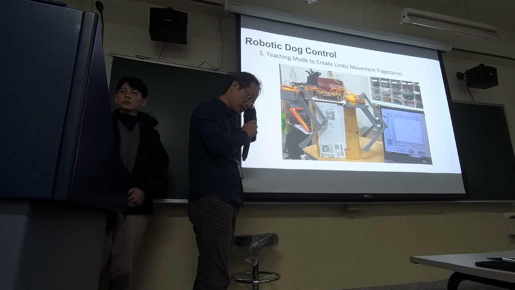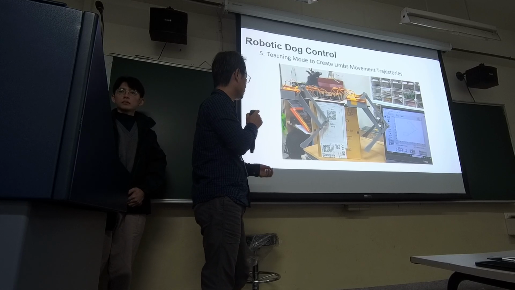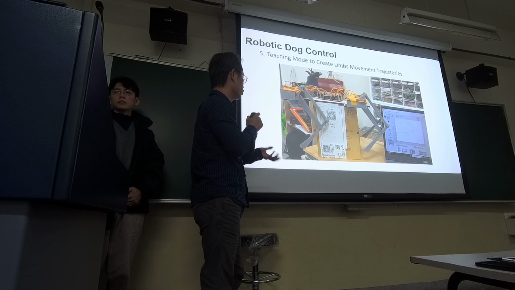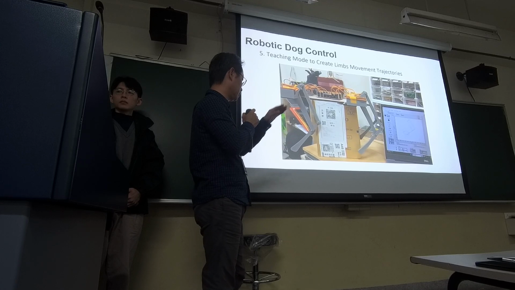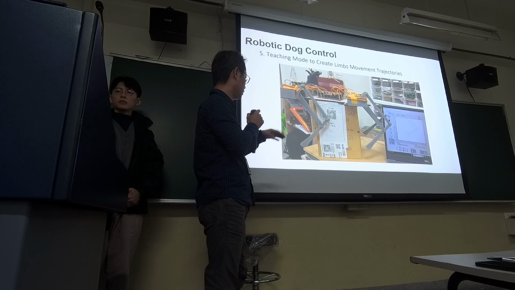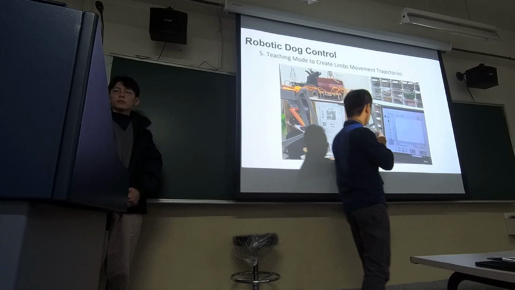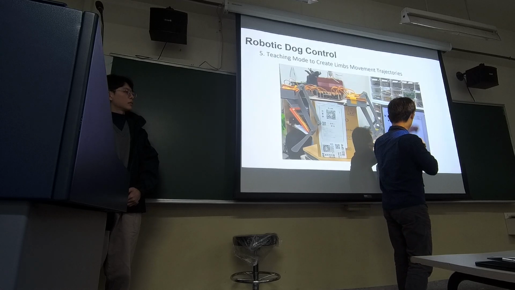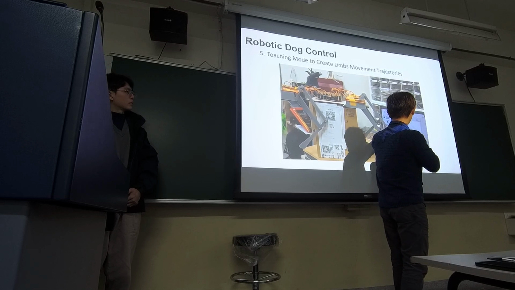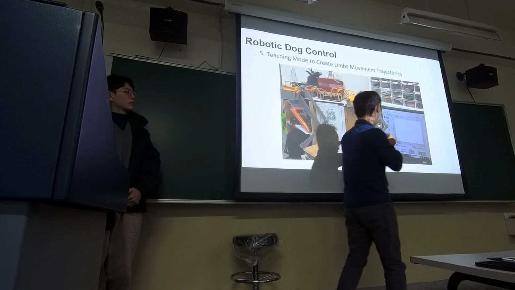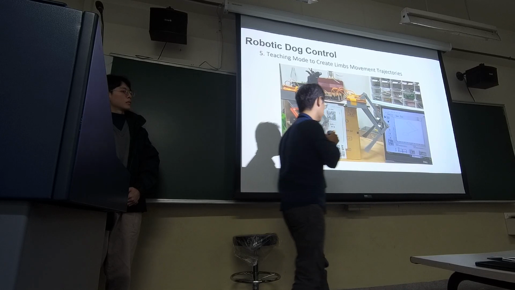For convenient test training, I also created a teaching mode to record the trajectory and drive the dog to move accordingly. As you can see, you can use the mouse to plot on this figure. Then you can click on run, and it will send the angle data in real time to the robot.